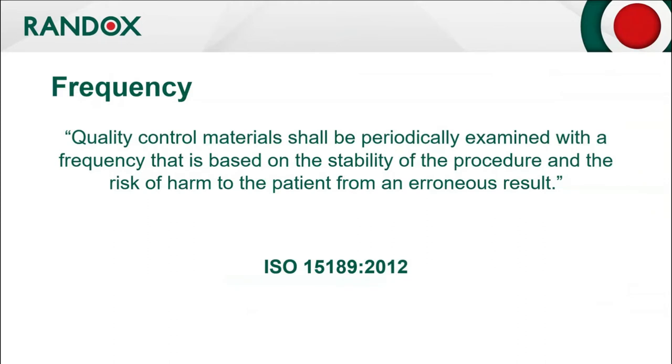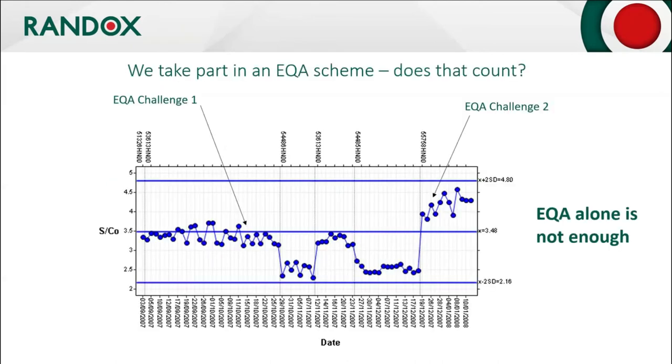Frequency. Quality control materials shall be periodically examined with a frequency that is based on the stability of the procedure and the risk of harm to the patient from an erroneous result. So this is a chart I've taken slightly out of context, but I just wanted to use it to illustrate that if we use third-party QC on a regular basis, we can apply corrective action as soon as possible to the procedure.